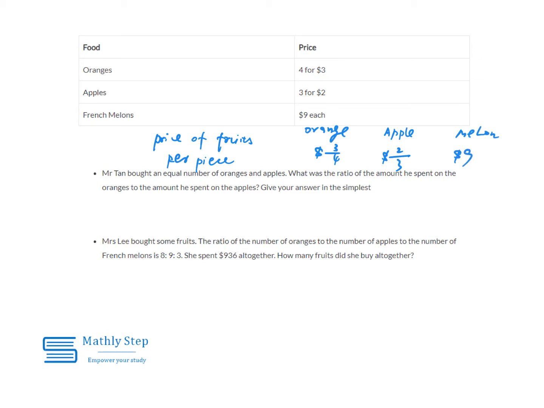Okay, so for the first question, given that we have equal number of orange and apple, the ratio of the amount spent on the two fruits should be simply 3/4 with reference to 2/3. And if we simplify this by multiplying 12 to all these numbers, we should have 3/4 multiplied by 12 over 2/3 multiplied by 12, and that's going to be 9/8. Okay, that's the first question.